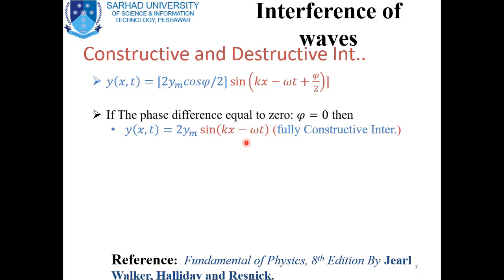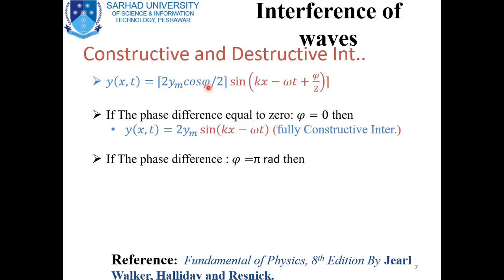If you compare this expression with the initial expression which was taken, it is clearly observed that the amplitude part is 2 times. So we will call it fully constructive interference, and this is possible when the phase difference is 0.